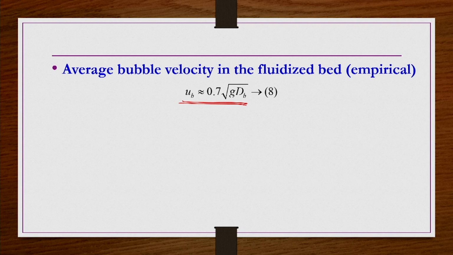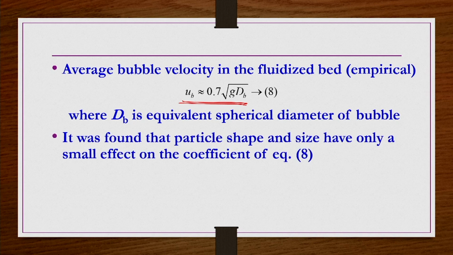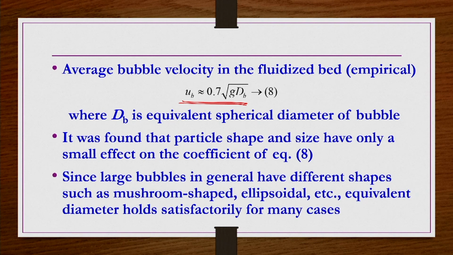dB is nothing but the equivalent bubble radius, because in general the voids are bubbles which are rising through the packed area, and they are not in a spherical shape. In general they are in a mushroom-like or elliptical shape. That is the reason the equivalent spherical diameter of the bubble is considered here. So, UB is known, so then you can use equation number 7, the previous equation, to get LE.